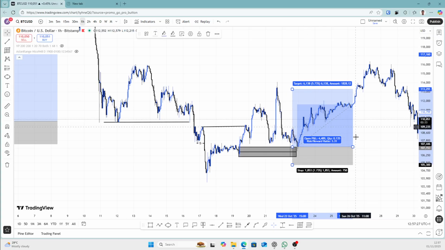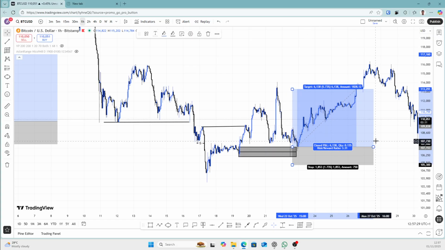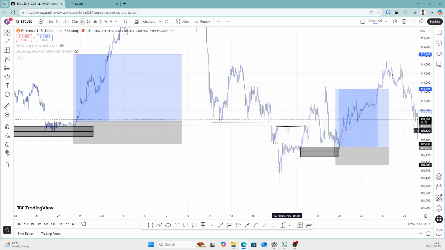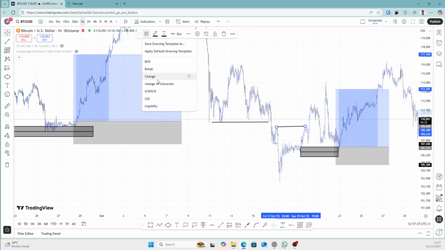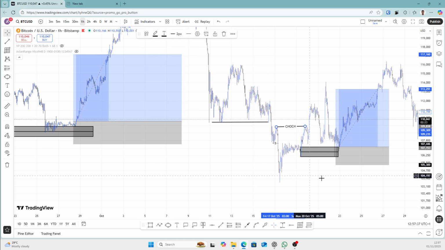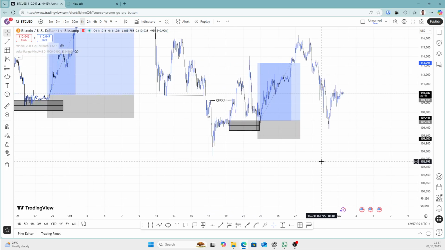So once you understand that, it saves you a lot of the stress in a way. This is where the change of character did happen, like that. So if you can master this strategy, then it's really going to help top up your trading game and the likes of that.